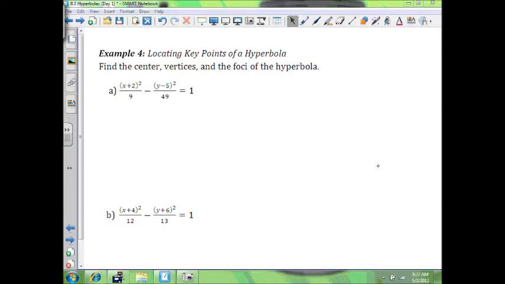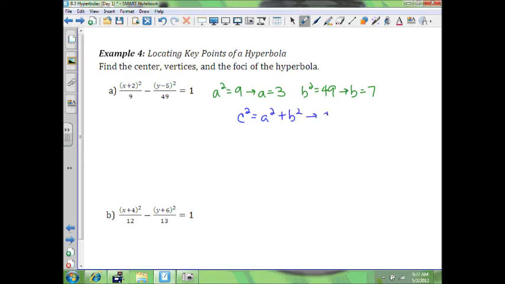Now in example 4, we'll be locating key points of the hyperbola. So we're going to find the center, vertices, and foci of the hyperbola. Again, a squared is always first, so a squared is 9. That means a is 3. b squared is 49. That means b is 7. And then we also need to find c squared. So c squared is equal to a squared plus b squared, which means c will be the square root of 9 plus 49, which is the square root of 58.